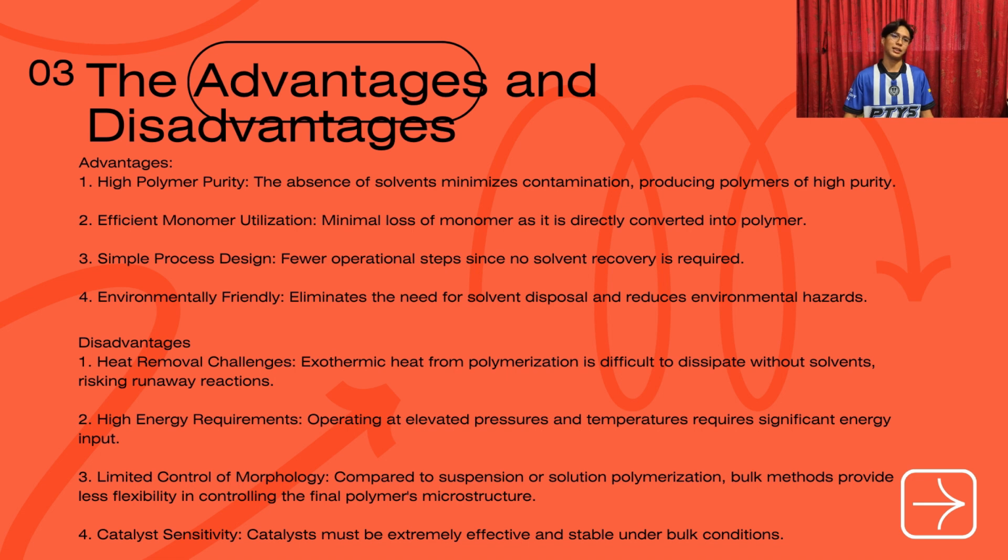The third disadvantage is limited control of morphology. Compared to suspension or solution polymerization, bulk methods provide less flexibility in controlling the final polymer microstructure. And the final disadvantage is catalyst sensitivity. Catalysts must be extremely effective and stable under bulk conditions.